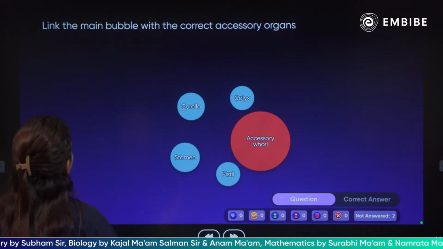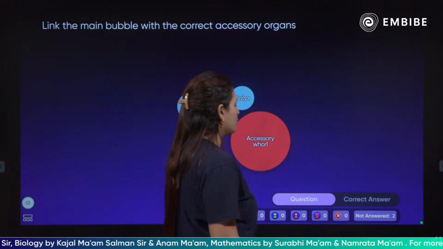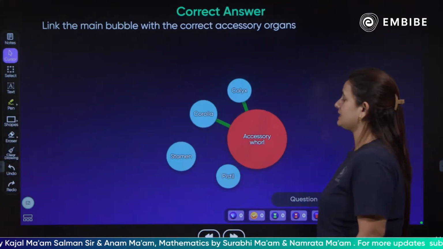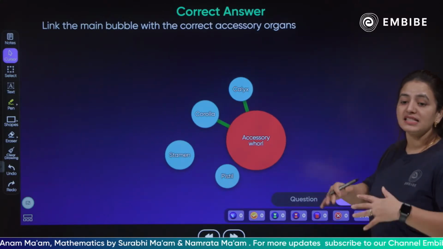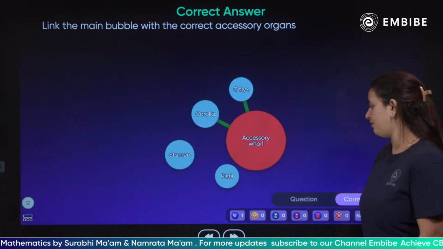Yes, the main bubble with the correct accessory organ. There are only two accessory organs, the calyx and the corolla. They are non-essential, but they are accessory organs assisting in the reproductive events.